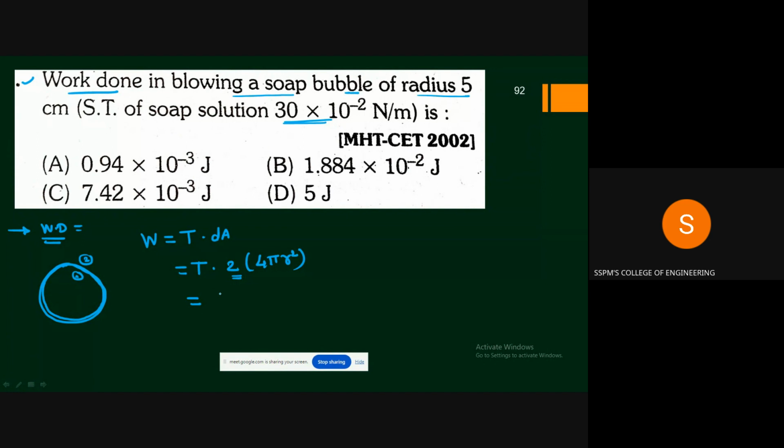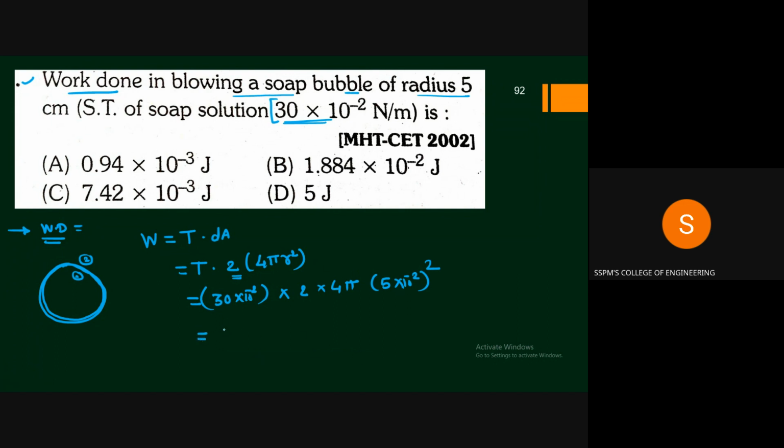So T is given. Here T is 30 into 10 to the power minus 2. This is the surface tension, into 2, into 4 pi and r square. The radius of this soap bubble is 5 centimeter, so 5 into 10 to the power minus 2. This is meter square. Okay. Now just simplify this equation.